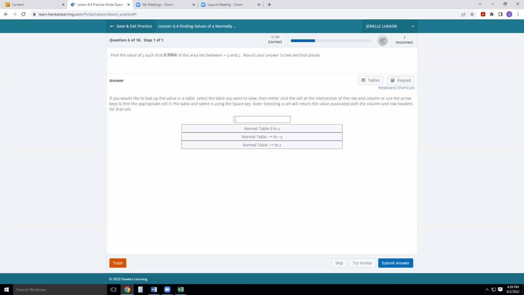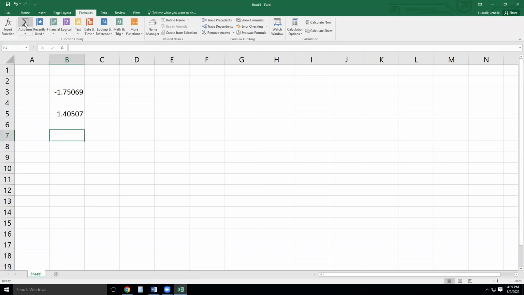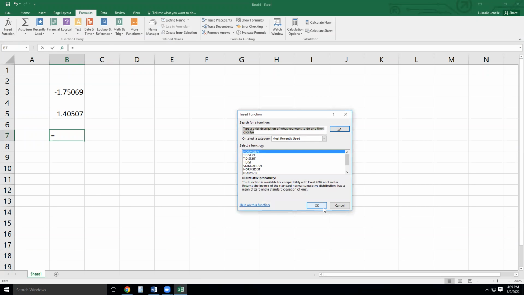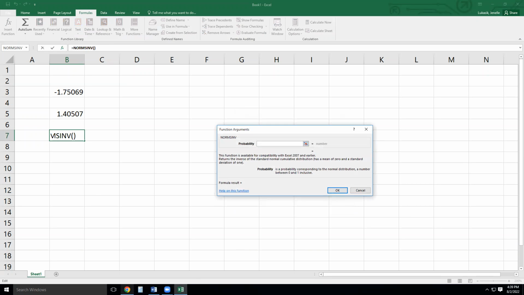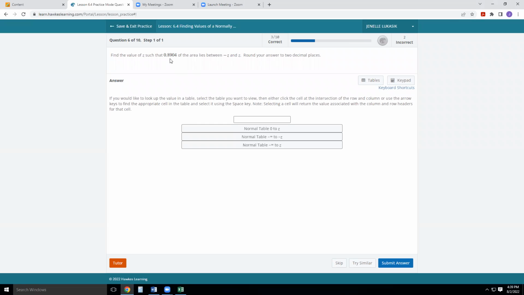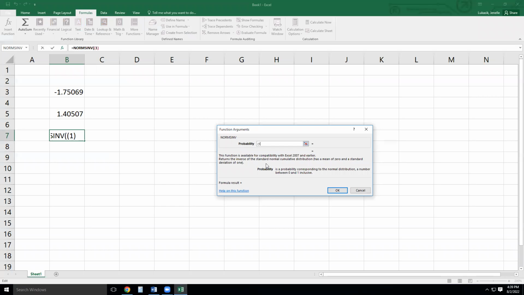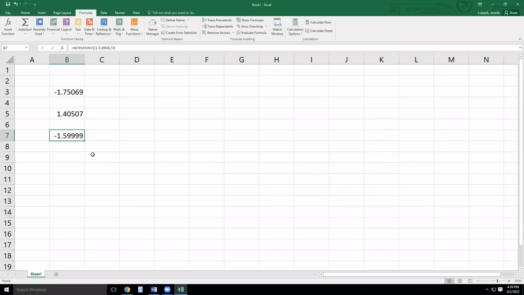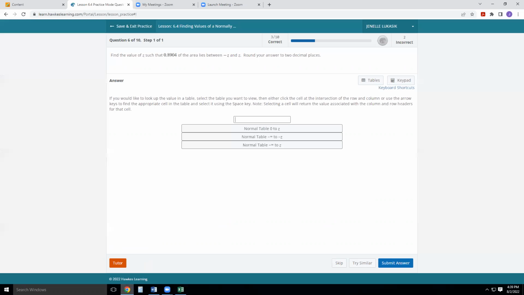So when we go to this formula, we're going to do that same insert function here, NORM.S.INV. But what we're going to do is take the value and subtract it from 1 and divide it by 2. So we're going to do parentheses 1 minus 0.8904, and divide it by 2. You can do that by hand in your calculator, but I'm just going to let Excel do that for me. It'll calculate this value here, and then it'll look up that one. So we have negative 1.59, so it rounds to negative 1.6.